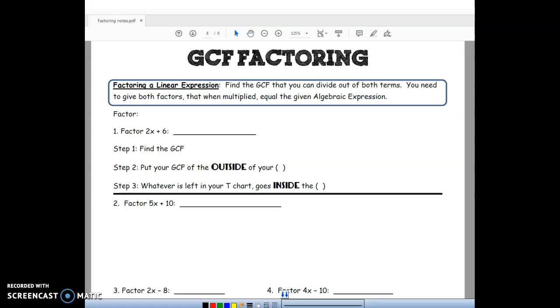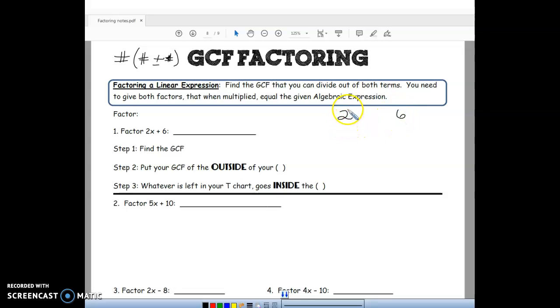So what we're going to do is get things in the form of a number, and either a plus or a minus, whatever it is, and another number. Pretty much what it looks like before we distribute. So the first thing we need to do is find the GCF. So let's do 2x and 6.